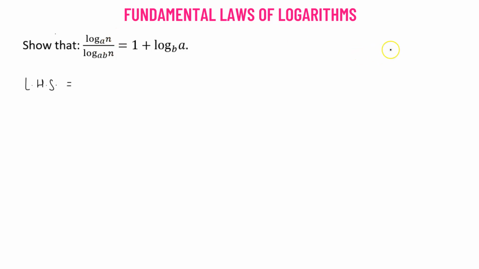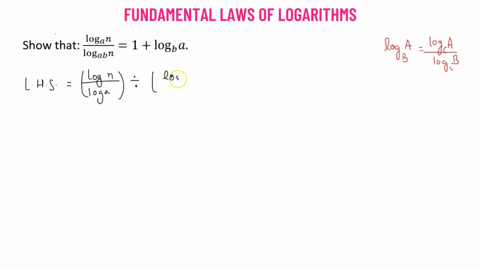We will use a property here. Whenever we have log of a with the base of b, this can also be represented as log of a divided by log of b, provided both of them have the same base. So that means we have log of n divided by log of a, and this is divided by our denominator, which is log of n divided by log of ab.